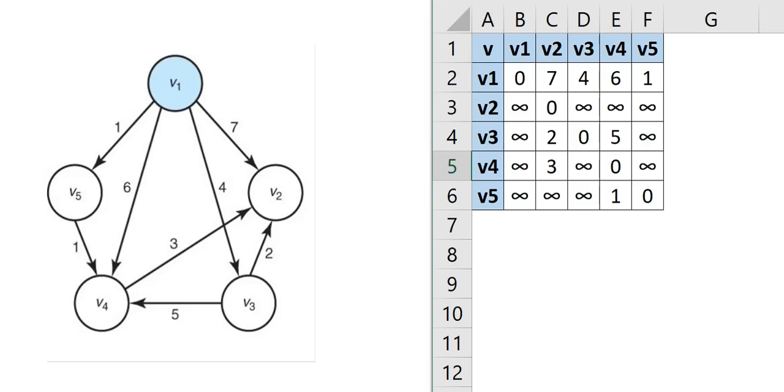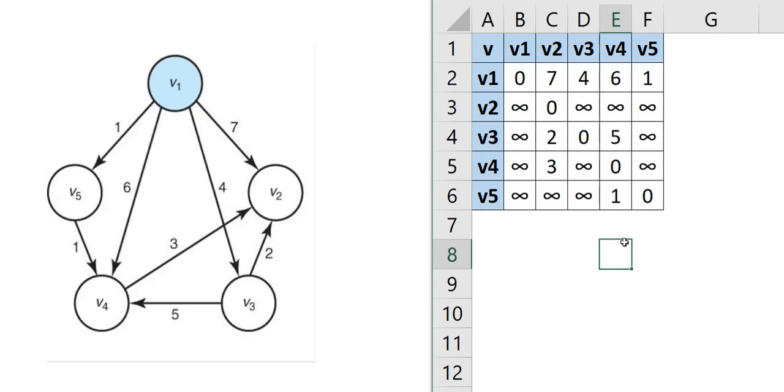The picture on the left-hand side of the screen shows a directed graph of 5 vertices from V1 to V5. The objective of Dijkstra's algorithm is to find the shortest distance from V1 to each of the other vertices. This graph can be represented as an adjacency matrix as well, where infinity indicates that no direct path exists between two vertices. For example, V2 to V3 is infinity, and you can see that there is no direct path from V2 to V3.